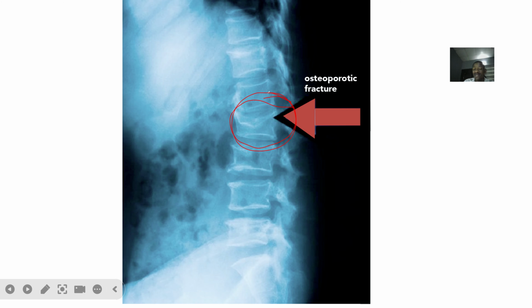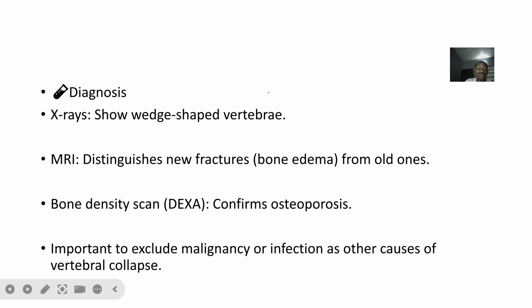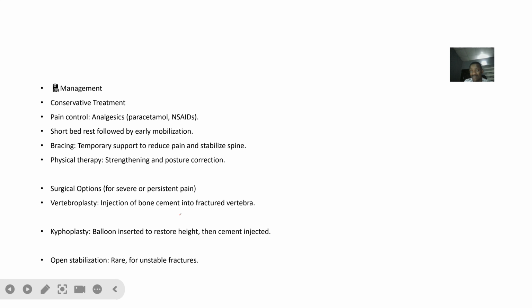So diagnosis, just like I have imaging here, you have done your history, physical examination, you do your imaging like x-rays, MRIs, bone density scan, that's the DEXA densitometry, you know, and also try to rule out cancers. So management is pain control first of all. The top complaint there is pain. So relieve pain with analgesics, short bed rest, bracing, physical therapy. You can do surgeries like what? Vertebroplasties, kyphoplasties, and the rest of it.